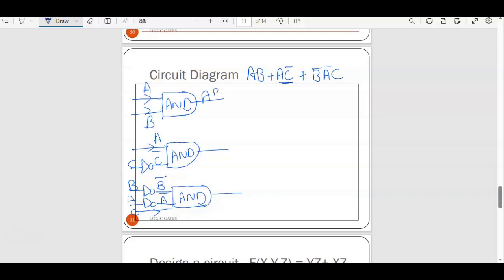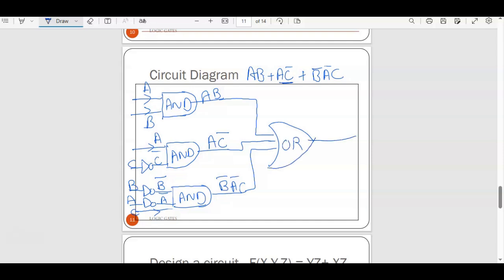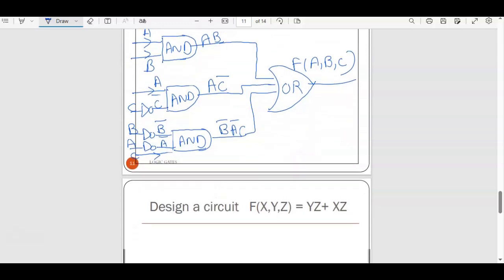When you will check the output of this will give you AB, this is AC bar, and this is B bar, A bar, C. And you have to join all the three parts of this one expression with the help of OR gate. So please take one proper, you can just reduce the size by combining like this, and then draw one OR gate. So I'm drawing one OR gate here, and finally you are getting this. So this is F of A, B, C, which is also the output. Okay, so this is the circuit diagram of the given expression.